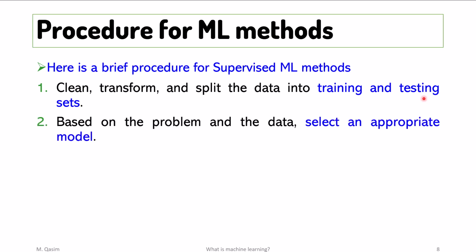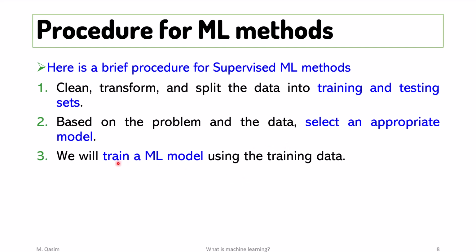And the next step, based on the problem, we can select the best model. For example, you can use linear regression when the dependent variable is continuous, follows a normal distribution, and satisfies the assumptions of linear regression. You can also use logistic regression when the dependent variable is binary and follows the assumptions of logistic regression. Similarly, you can use decision trees or neural networks, but you select the best model based on the problem.